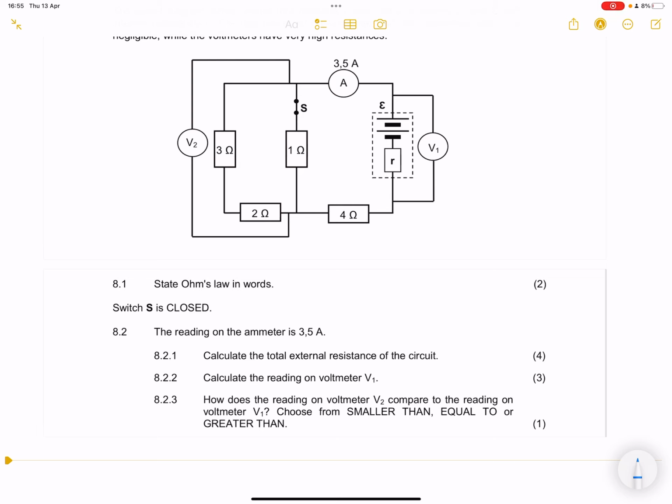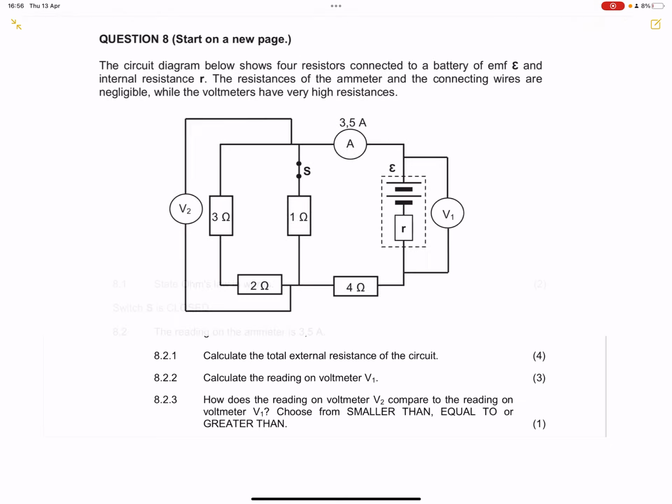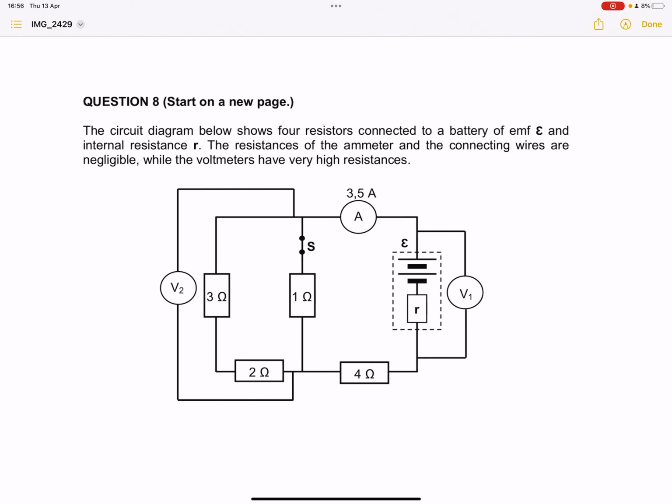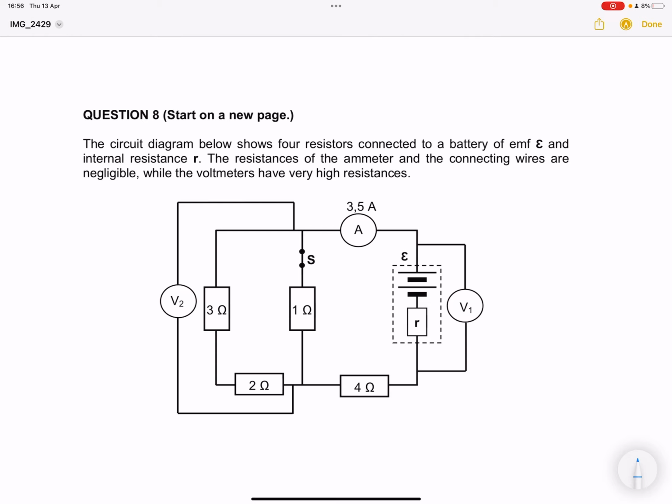Now they say to us, switch S is closed. So there's our switch S, we can see it there. They say the reading on the ammeter is 3.5. They've indicated it to us there with switch S closed. Now, what I'd like to do, ladies and gents, is that I always try to analyze my circuit before I actually even answer the questions.